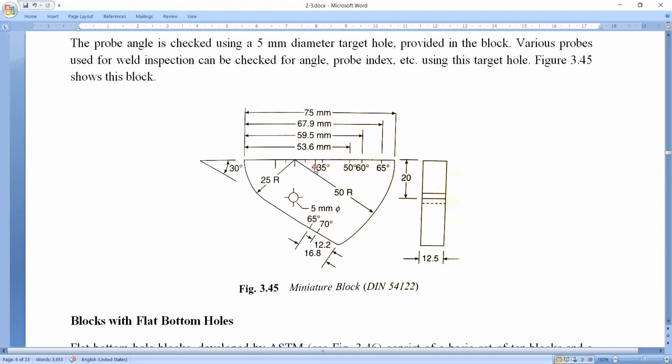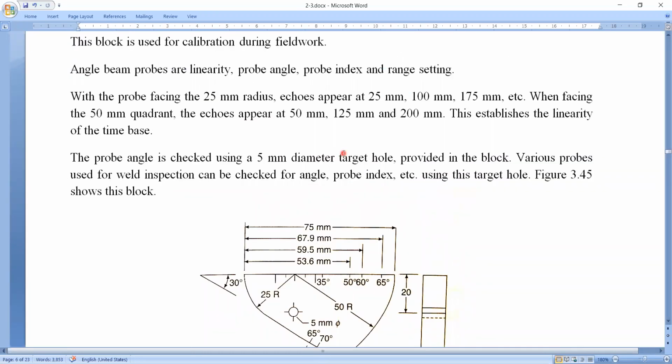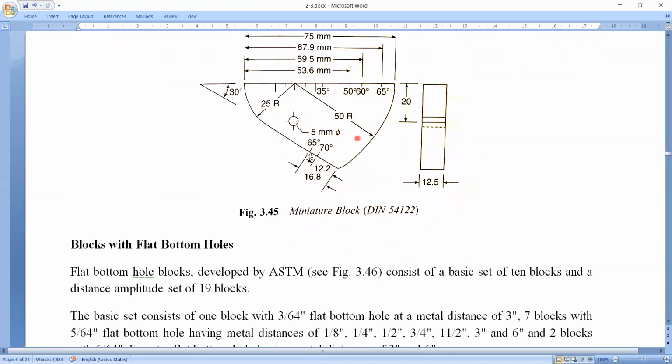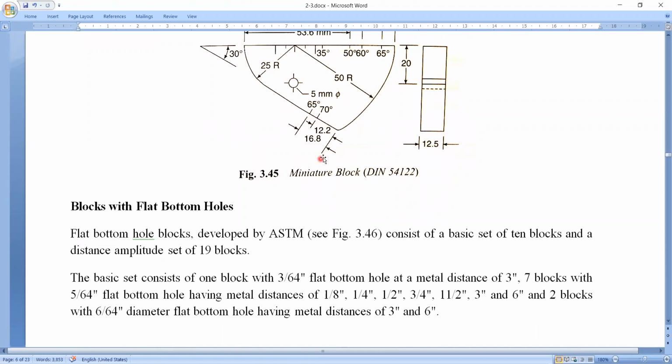Now we are testing this with an angular beam and taking the results. We have some standard results. We compare the standard results with the obtained results. Is there any deviation? Based on the deviations, we can assess our ultrasonic equipment. This is the way. This is also one of the famous blocks used as a reference block for calibration.